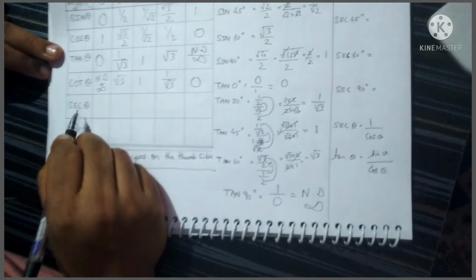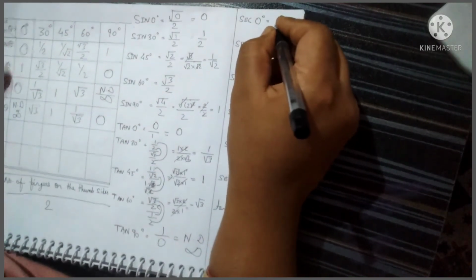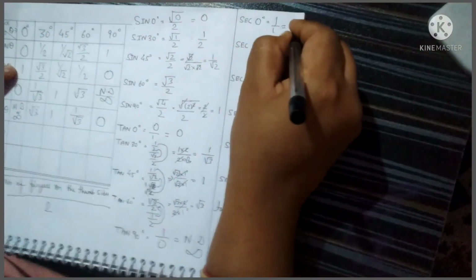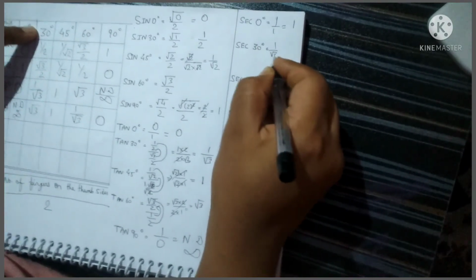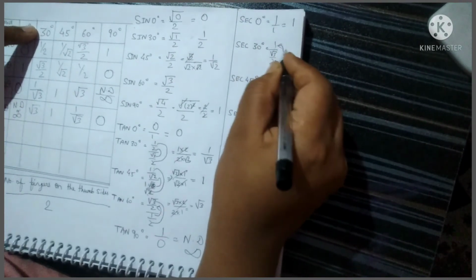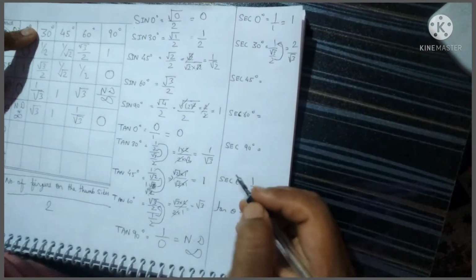Now we will find the value of sec theta. The sec theta value is 1 by cos theta, the formula we will use, and we will get the value. So 1 by cos theta means 1 by 1. The cos 0 degree value is 1. So 1 by 1 is equal to 1. Then sec 30 will be 1 by root 3 by 2. It will convert to 2 by root 3.